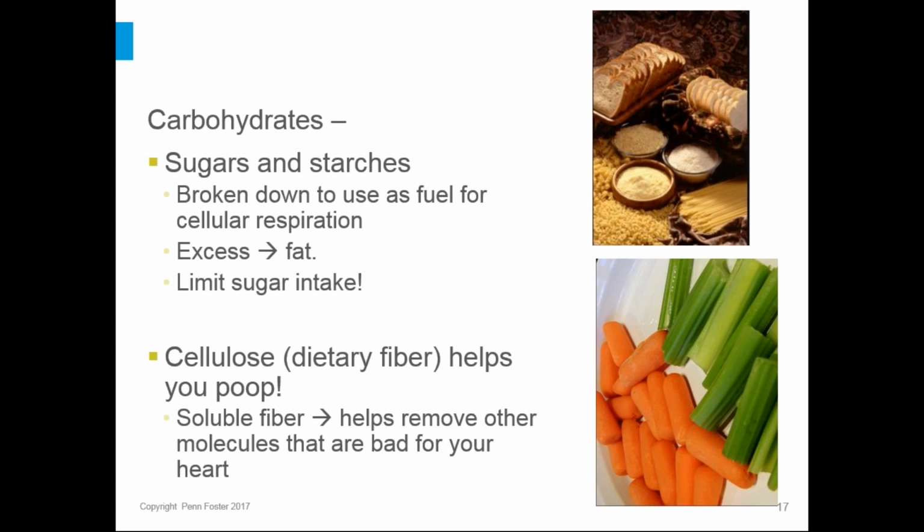So modern diets have way too much sugar. Our generations are eating more sugar than any time in human history before this. So everyone should probably try to be conscientious of limiting their sugar intake. You need some, but not as much as most people get on a daily basis.